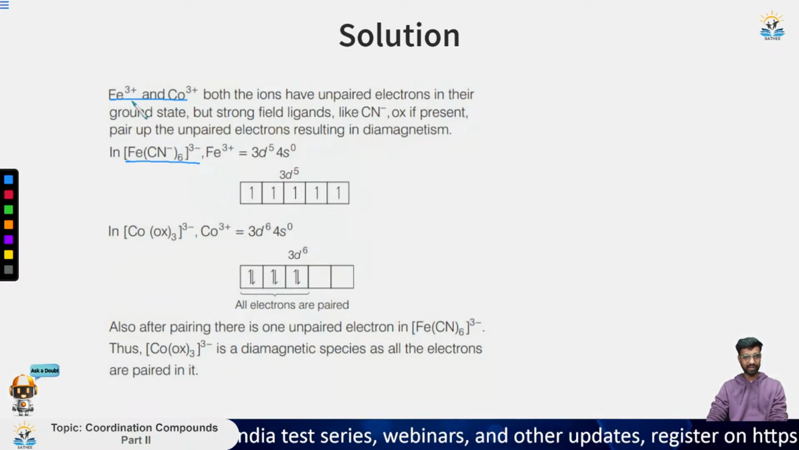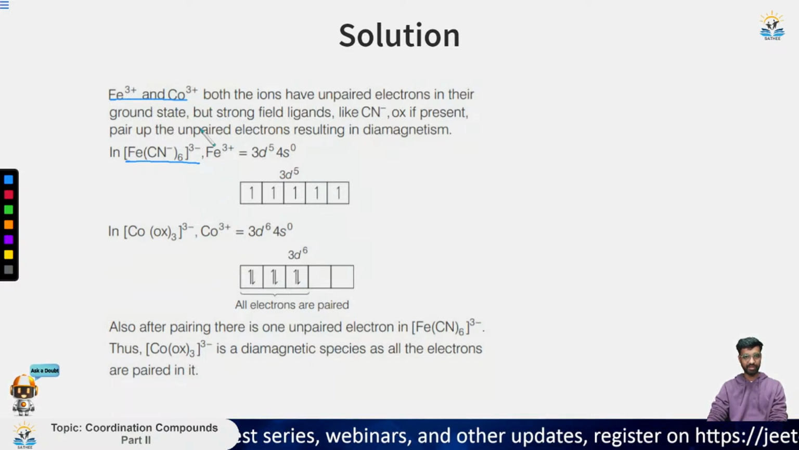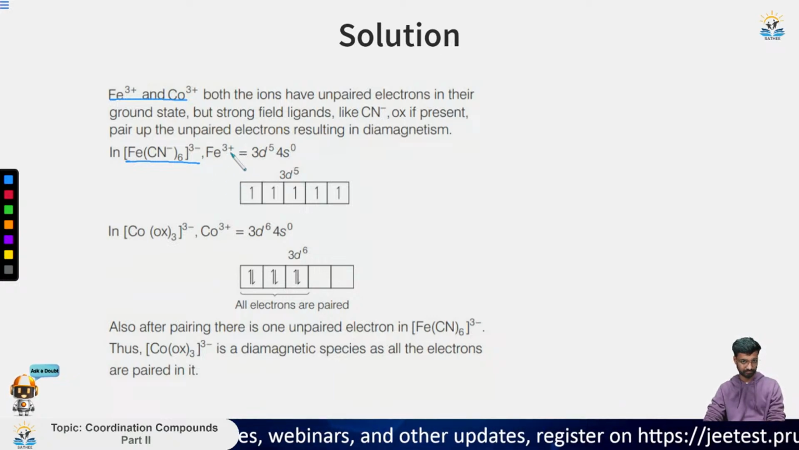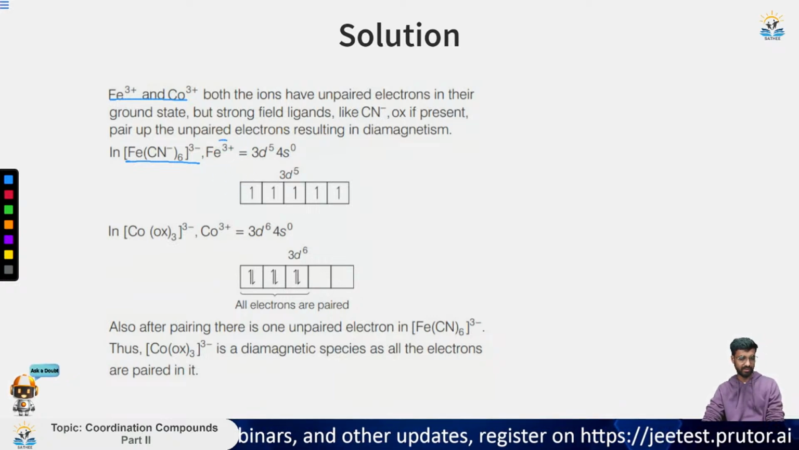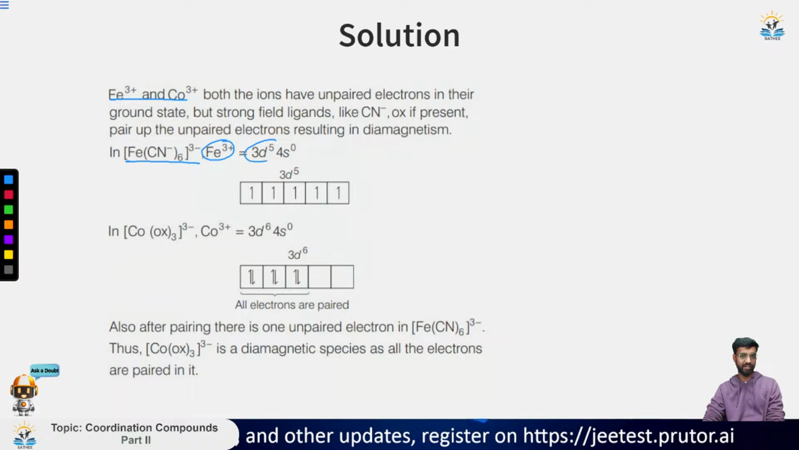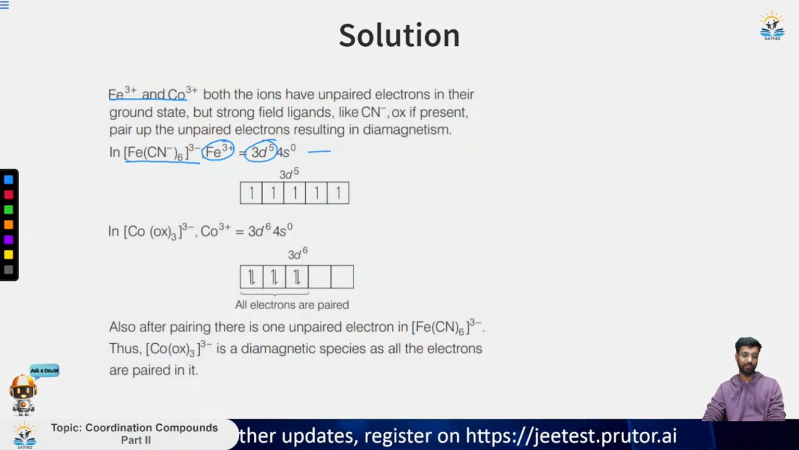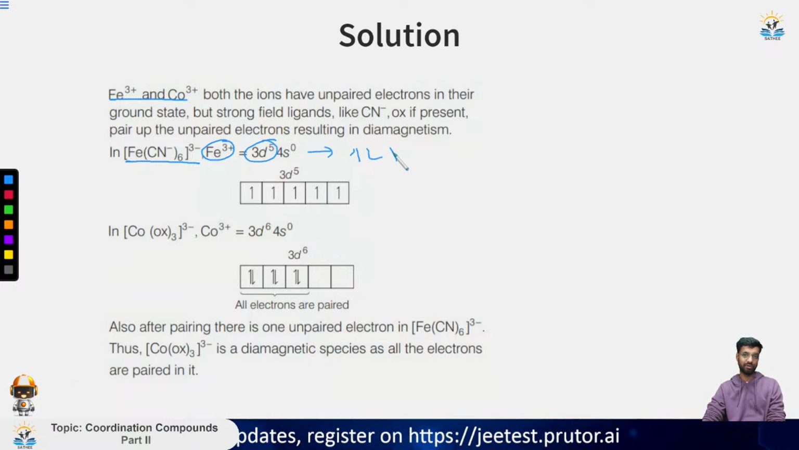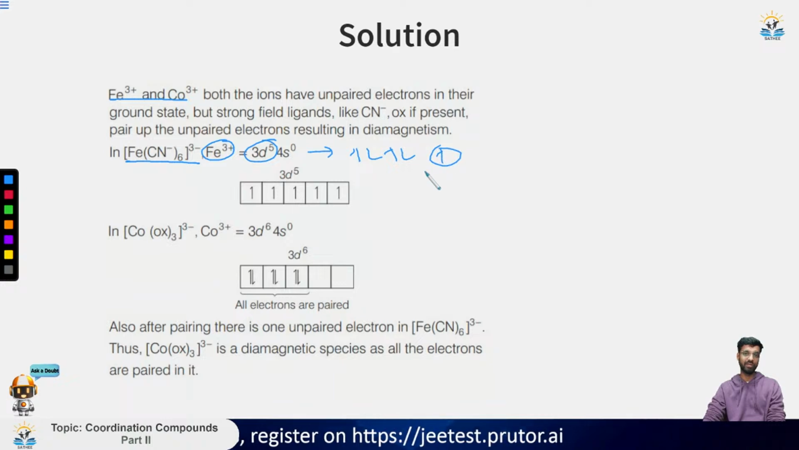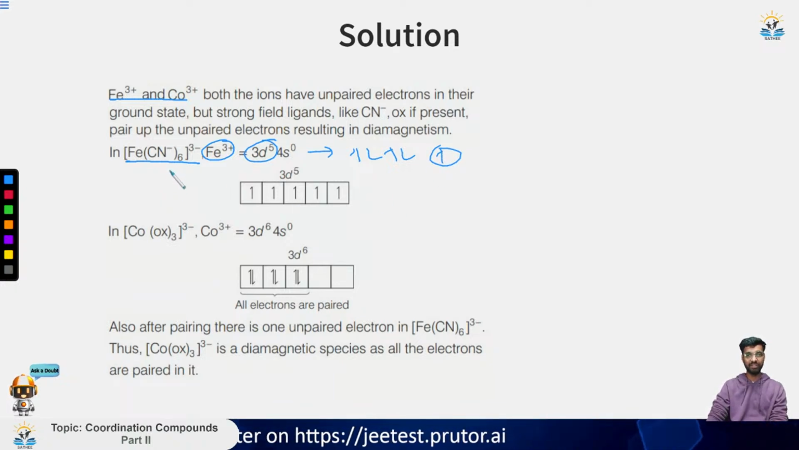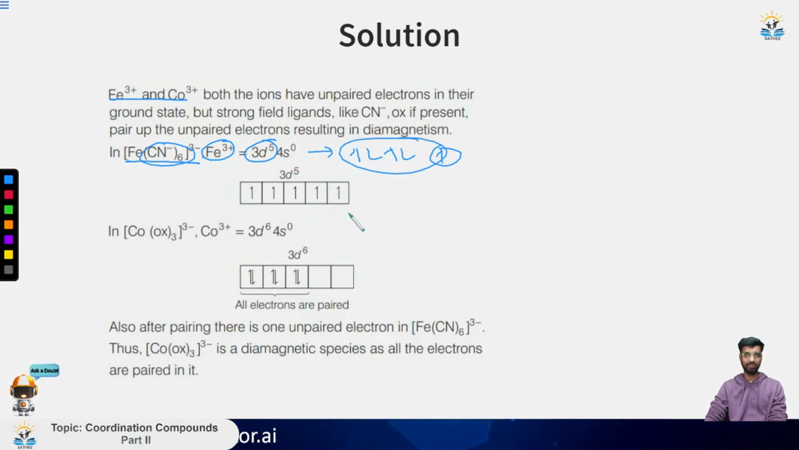Now both Fe3+ and Co3+ have unpaired electrons. So how is it so? If you look at Fe3+, it has a configuration of 3d5. So although you pair it, it will form only two pairs and one electron will be left. So we do not have to see the electronic structure or the ligand. We can just see it from the number of electrons in the outermost shell.